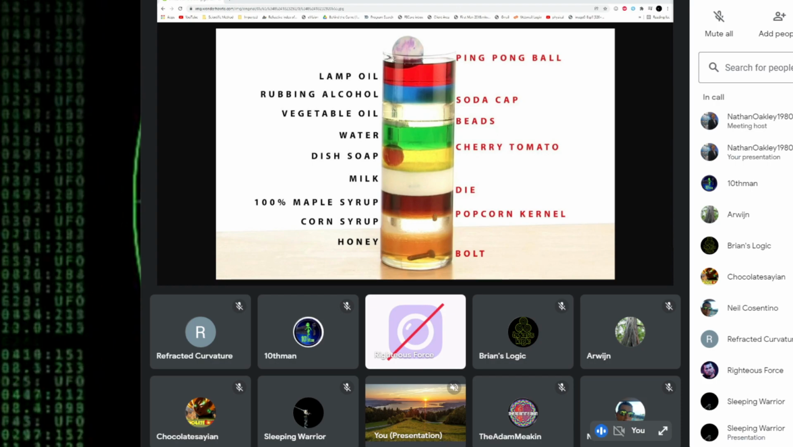Godzilla37, thanks for the super chat. It says, denser things go down? Is that why so many of these anti-flat earthers are so short? Thanks for the super chat. Really appreciate it. Go ahead, Brian.